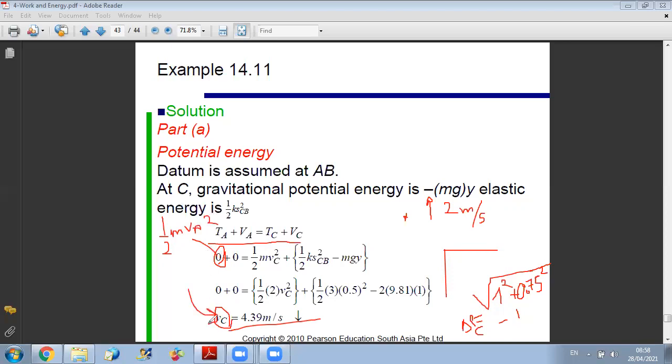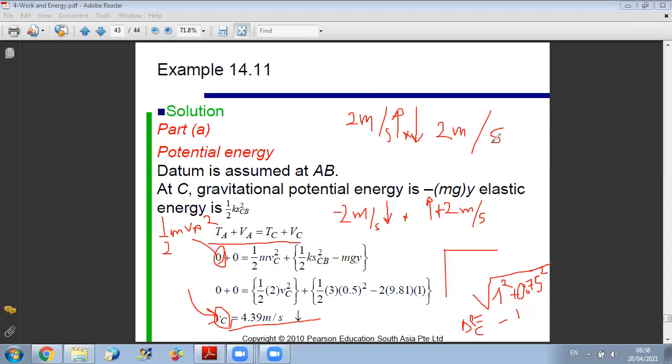Now, just one remark. If you push your collar up or down, and you give it an upward velocity of plus 2 meters per second, or a downward velocity of minus 2 meters per second, the velocity at C will not change. Okay, why? What is the interpretation of this? The interpretation is that I don't have losses. So if I give it an upward velocity of 2 meters per second, when it goes back to C, it will reach C now with a downward velocity, but with the same magnitude of 2 meters per second because I have conservation of mechanical energy. So I don't have any losses.